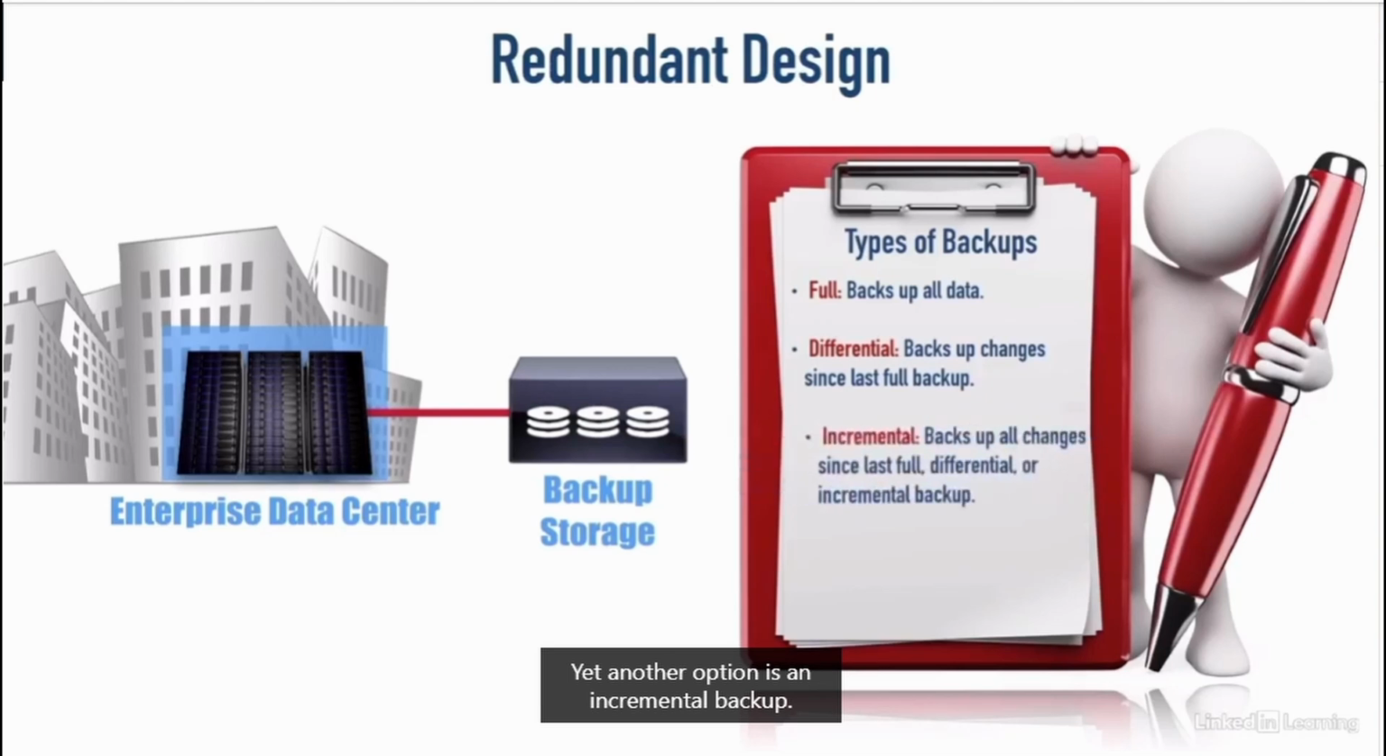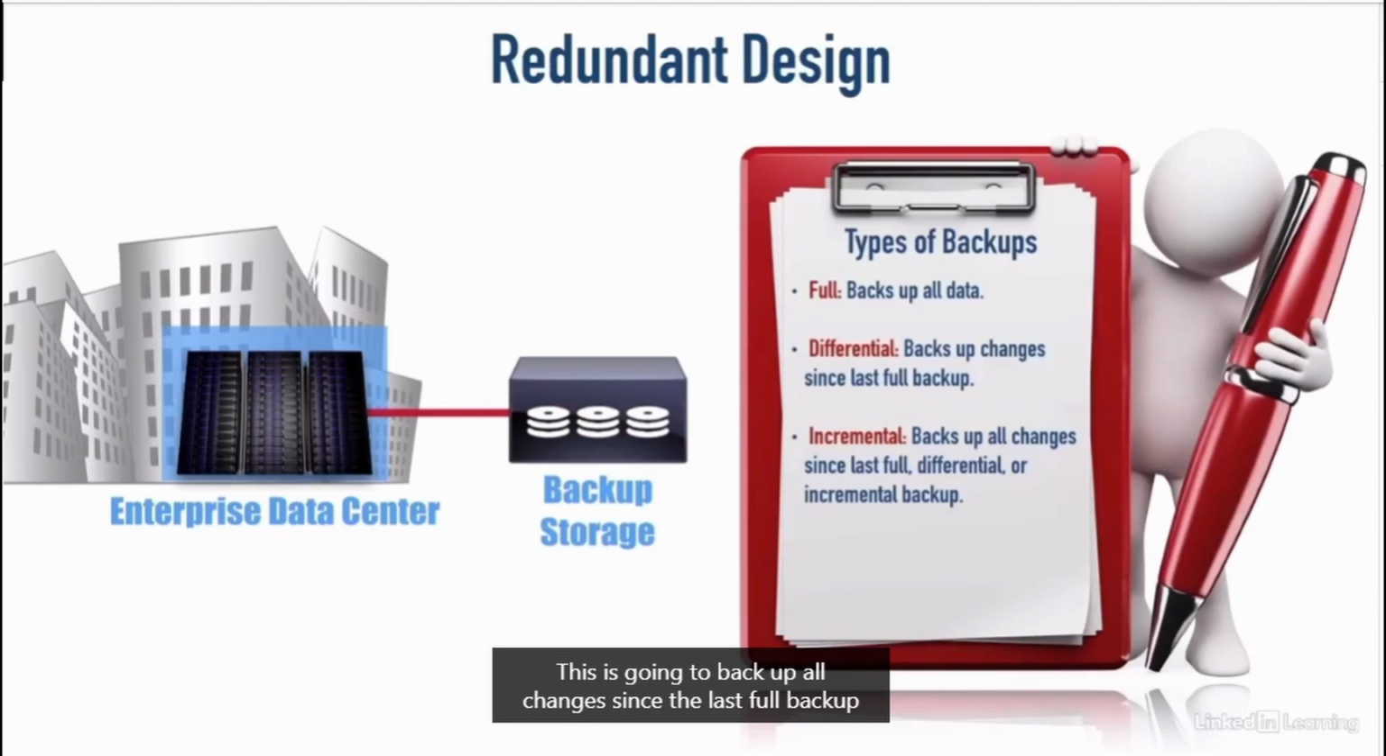Yet another option is an incremental backup. This is going to back up all changes since the last full backup or the last differential or the last incremental backup. So for example, if we had that full backup again on Monday night, if we were just doing differential backups, the Tuesday night backup would be changes that had been made since the last full backup. So Tuesday's changes basically. But if we just stuck with the differential backup and we took another backup on Wednesday night, it would be everything since, again, the last full backup. It would give us all the changes on Tuesday and Wednesday in that backup.